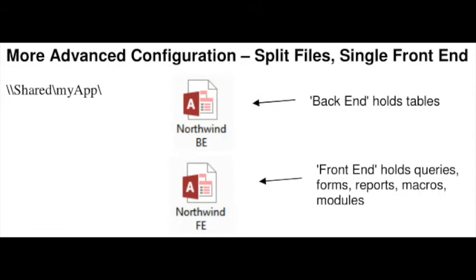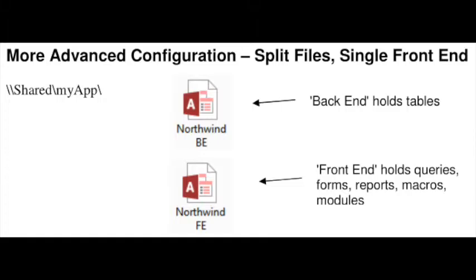The configuration that Microsoft recommends is called split file, where one database, called the back end, holds the tables containing the data for the database, and another database called the front end contains the queries, forms, reports, macros, and code that make up the application and user interface. These are the things that are likely to change as the application is developed. The front end contains links to the back-end data tables.